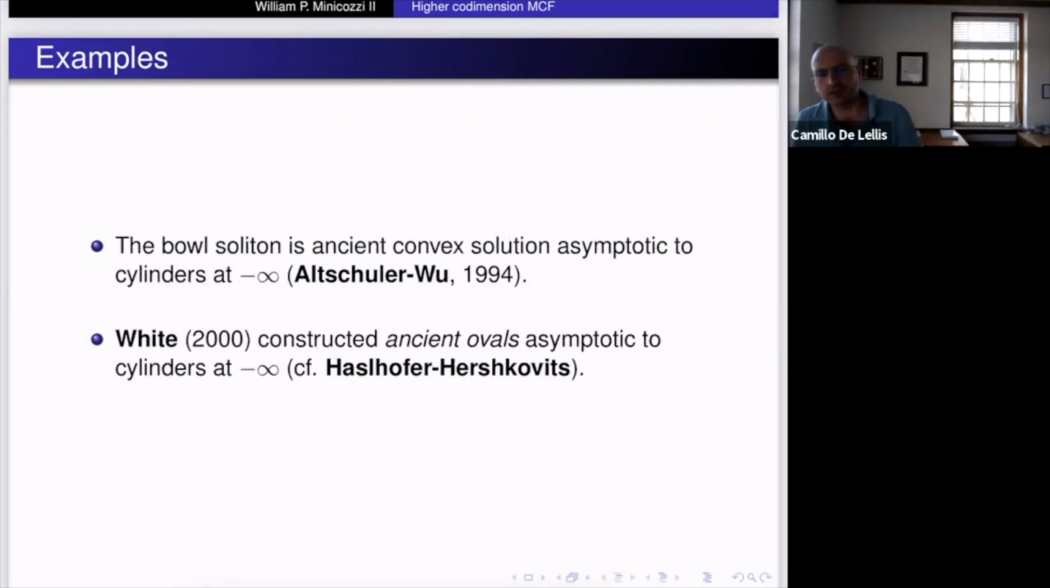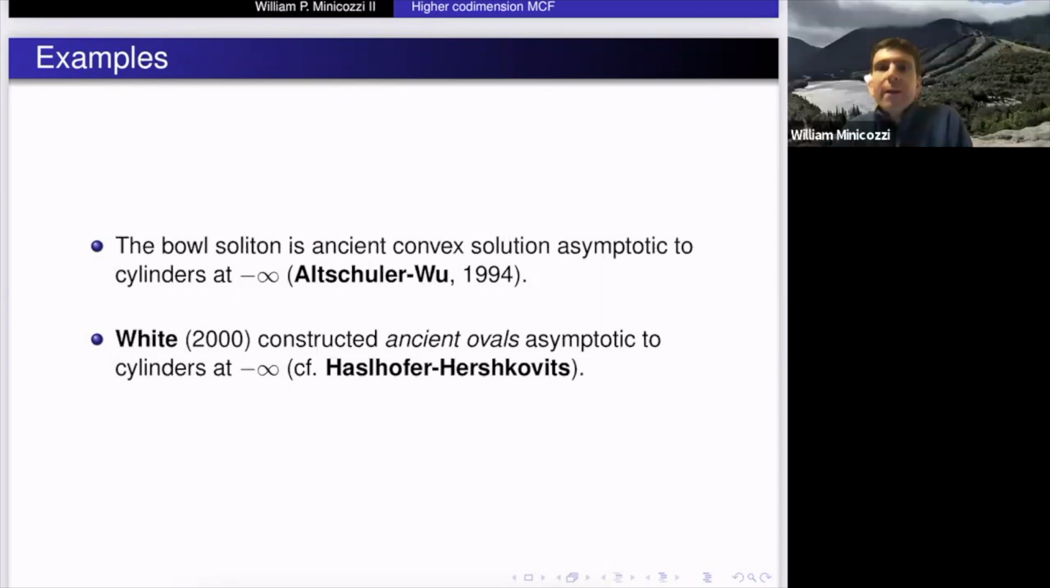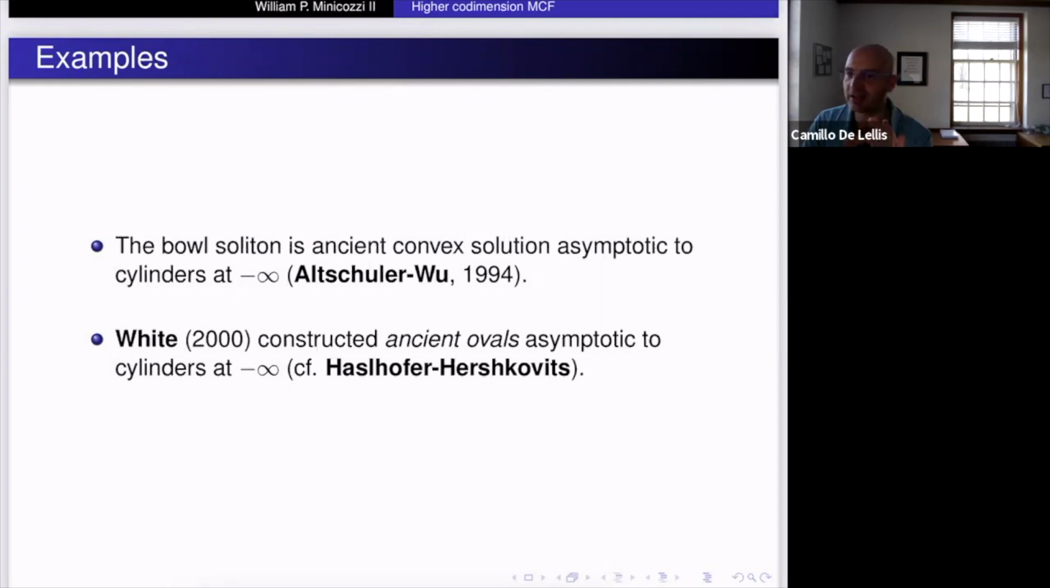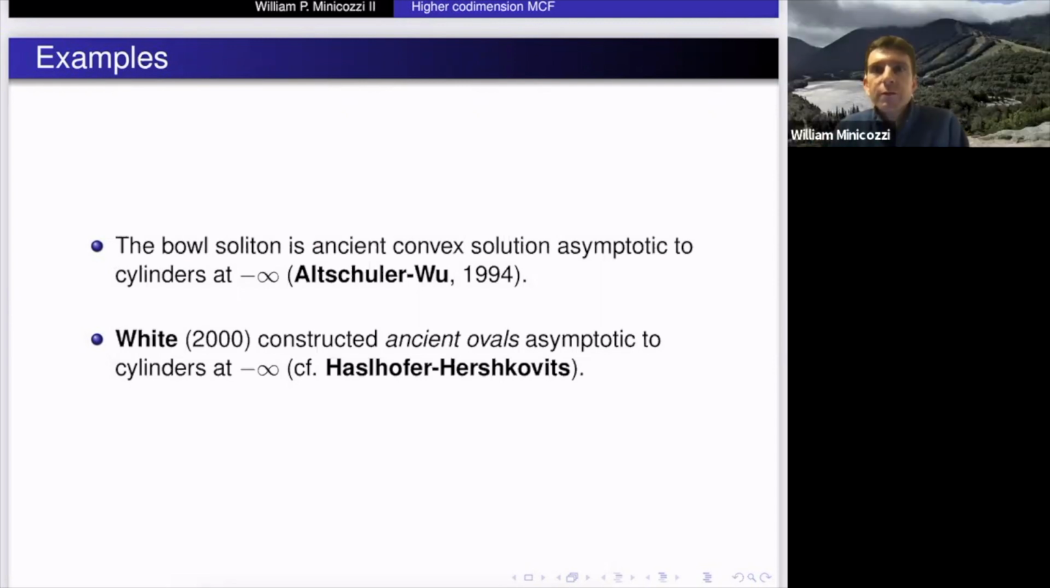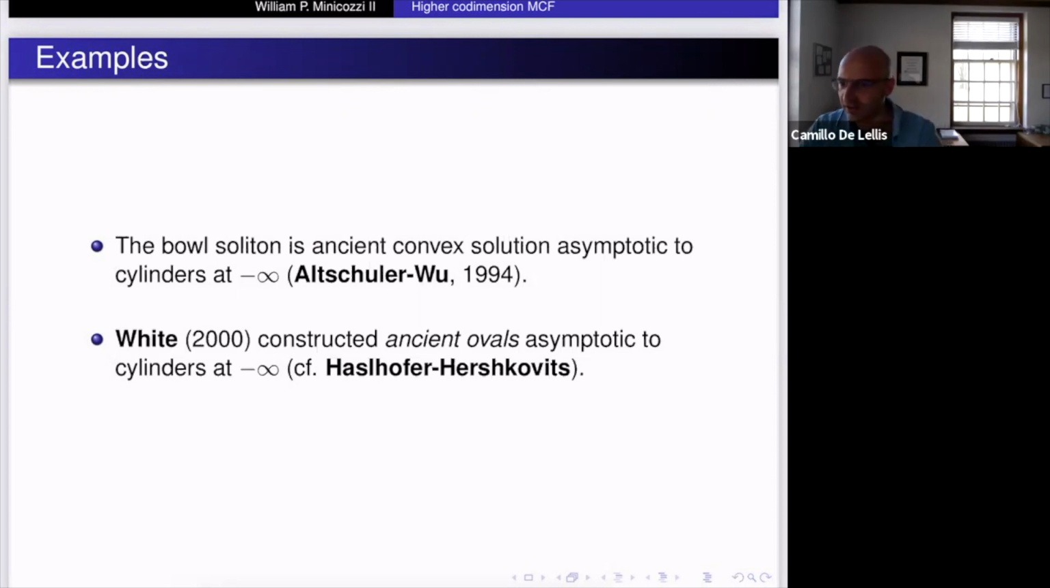But maybe I'm misunderstanding: in your definition of cylinder, the cross section has to be a sphere. That's right. It's not just that it splits off a line, but the cross section has to be a sphere. Okay, that is what was confusing me, because I thought, if I take any mean curvature flow and simply multiply by a line, I still get a mean curvature flow, right?